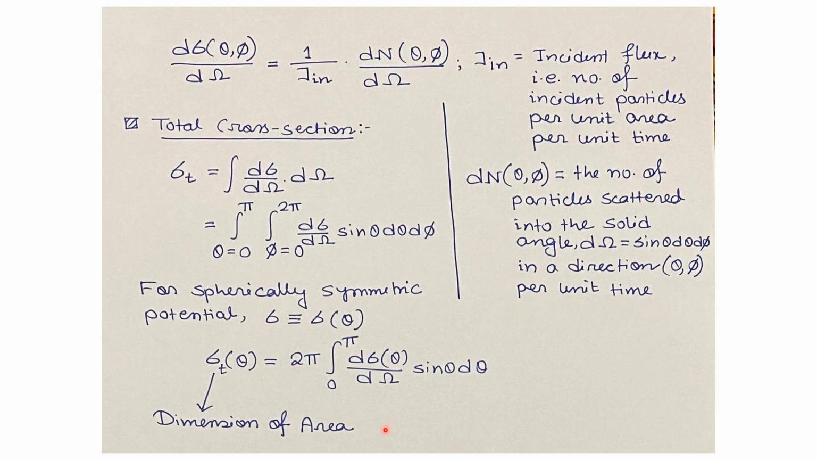Now the dimension for the differential scattering cross section and the total scattering cross section is area, and the typical unit used for this scattering cross section is barn. One barn is basically equal to 10 to the power minus 28 meter square.